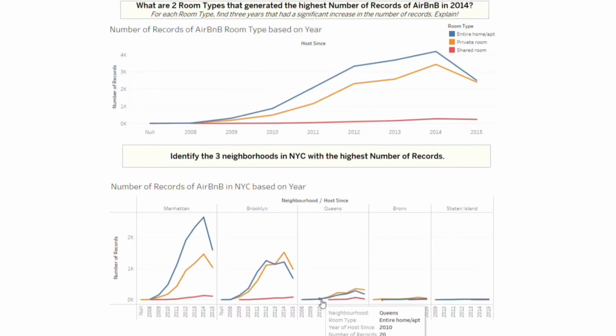It comes different to Brooklyn and Queens, where in the beginning there are more people choosing the entire home or apartment, but then the graph shows transition from entire home or apartment to private room as the highest line. The transition happened in 2013 at Brooklyn and 2011 at Queens.